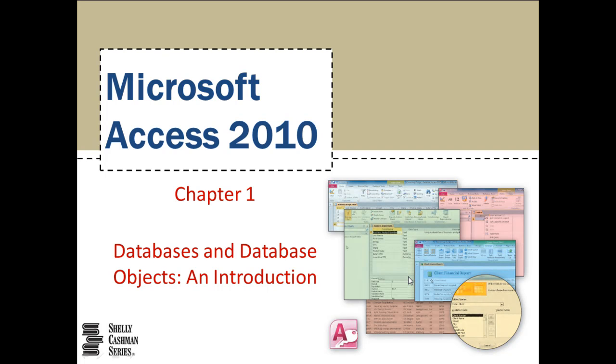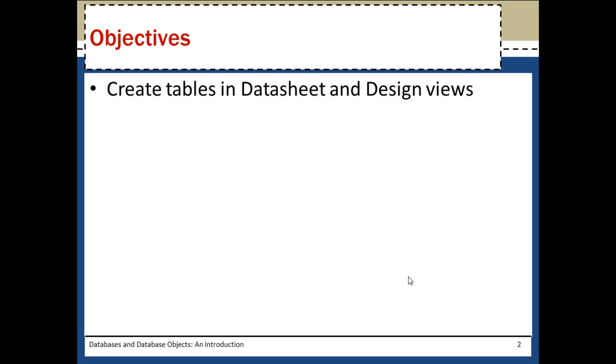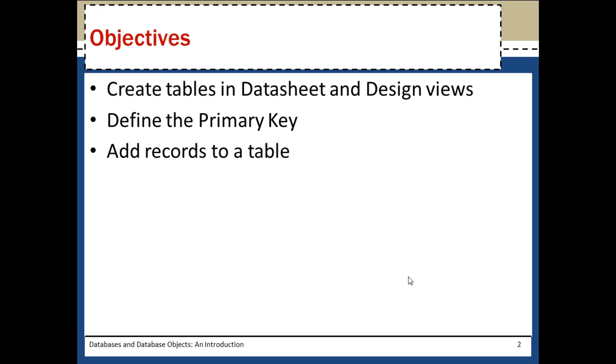In Access Chapter 1, we will have an introduction to databases and database objects. In this video, we will cover the following objectives. We will create tables in Datasheet and design views. We will define the primary key, and we will add records to a table.